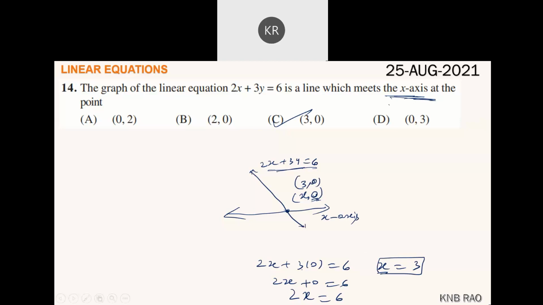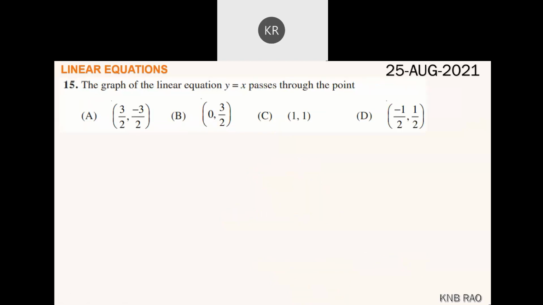Then question number 15. Maybe last 1 minute. You have to hurry it up. Option C, one comma one, is the right answer. Option C. Question number 16.